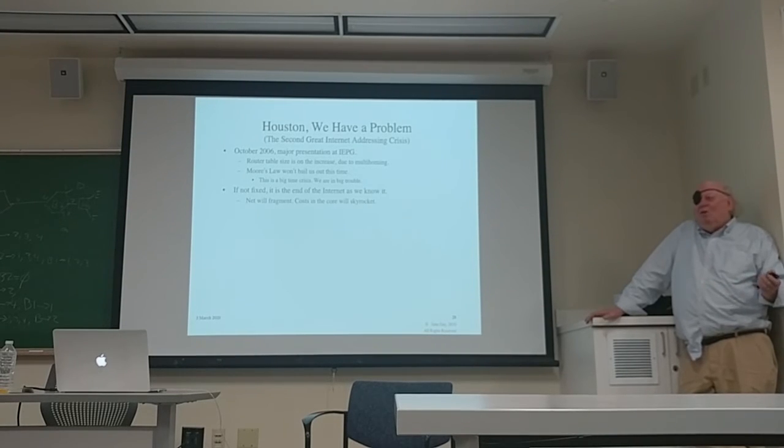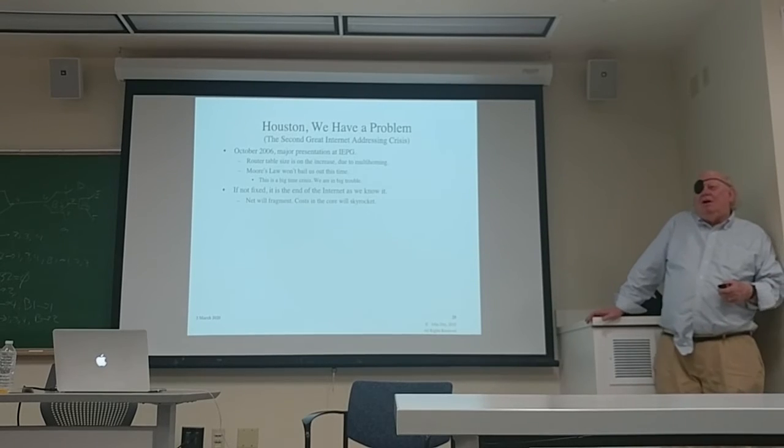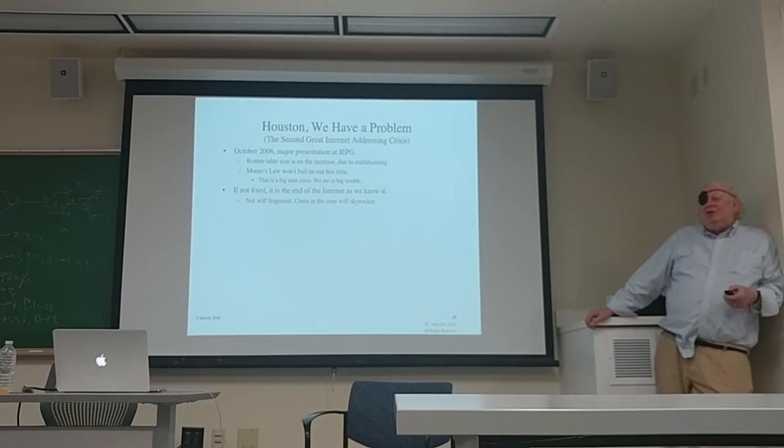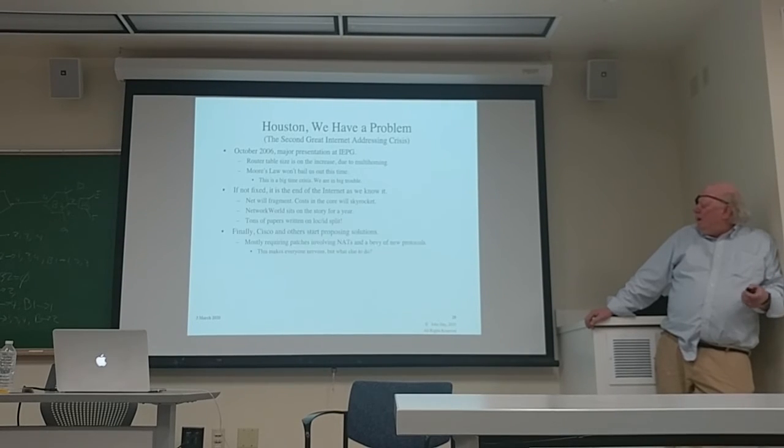2008, we're 15 years or more beyond IPv6, and they still don't know how it's going to work. If not fixed, it's the end of the internet as we know it. The net will fragment, cost in the core will skyrocket. Network World is covering IETF meetings like a blanket, but they never bring up this topic. What's Network World? It's the industry journal, a rag. Tons of papers written on it.